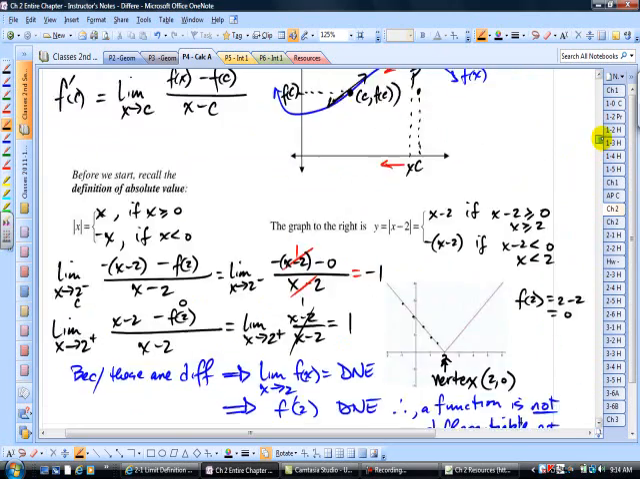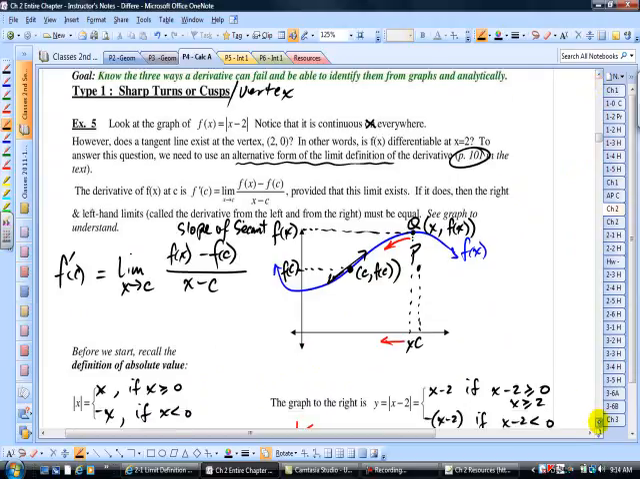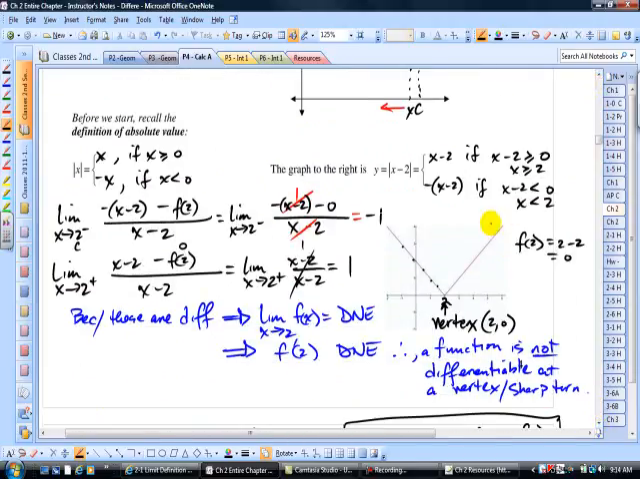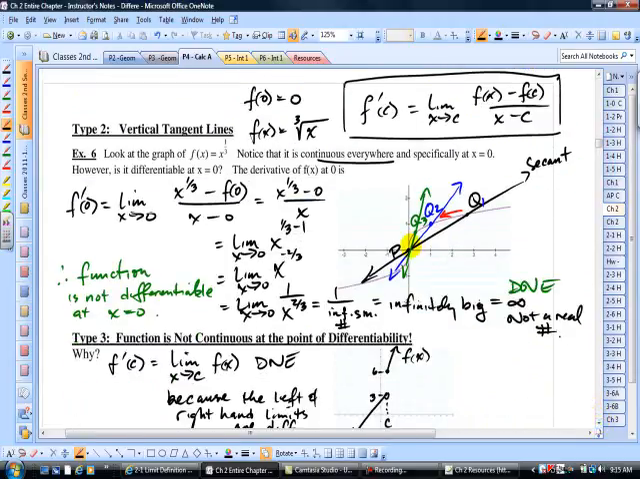Let's review the three cases of where a function may not be differentiable even though it's continuous there. So the first classic case is right here. The absolute value function, it has a sharp turn at the vertex. So at vertices, a function is not differentiable there, wherever that point is, because the limits at that point are different, causing the limit not to exist, and therefore the derivative at that particular point not to exist. Second case was that we have vertical tangent lines. So if a function has a vertical tangent line at a particular point, it's not going to be differentiable there, even though it's continuous there.